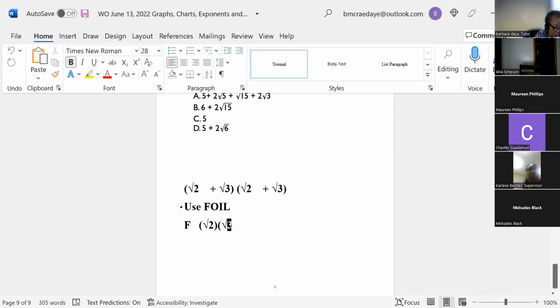Yeah, that's why I want you to see the square root of 2. So this is square root of 2 times the square root of 2. That's the first terms, right? Square root of 2 times square root of 2. Now, Maureen, what is that equal to?